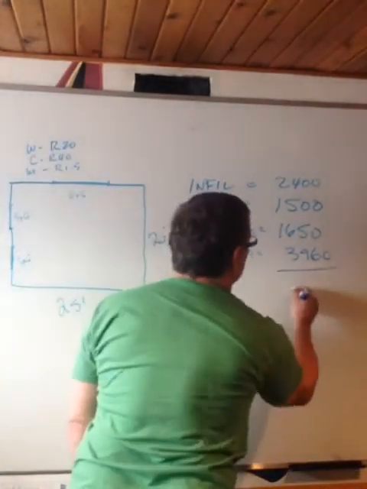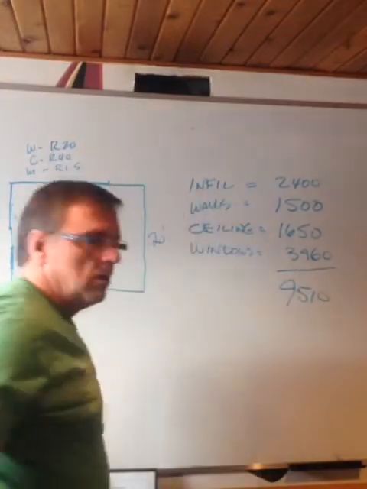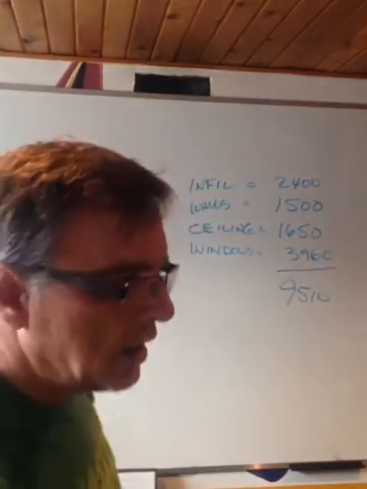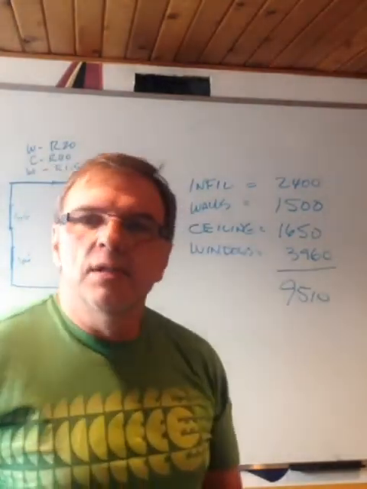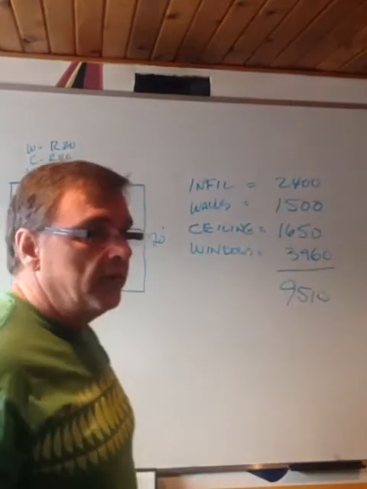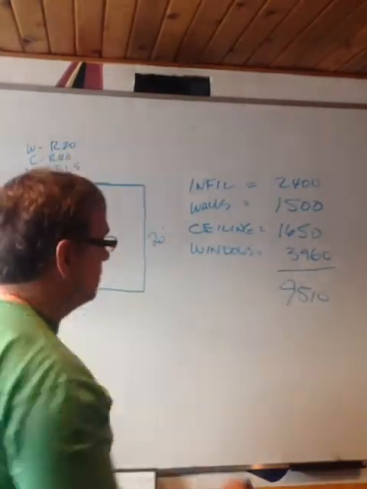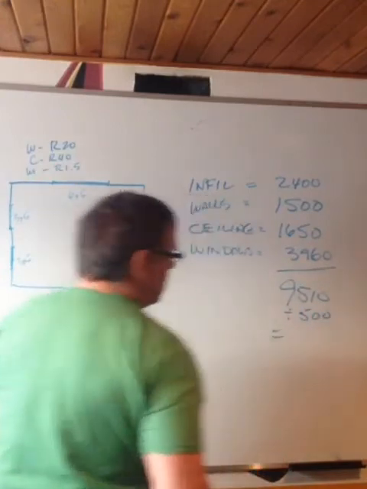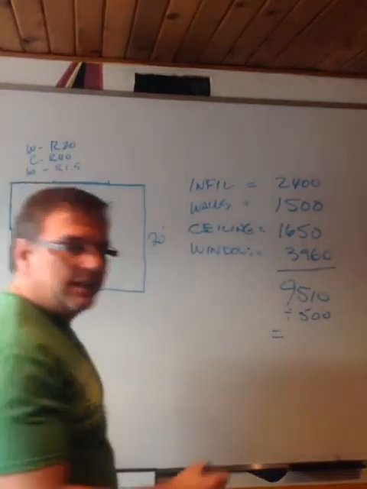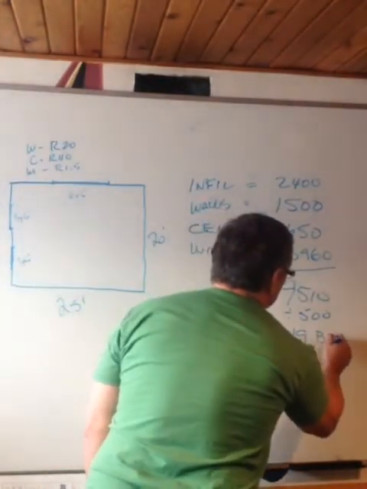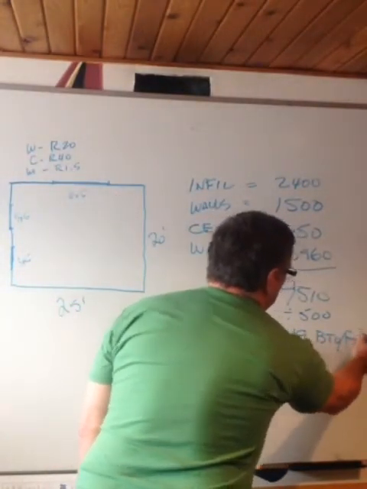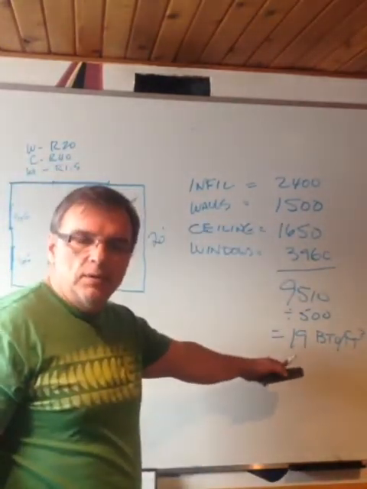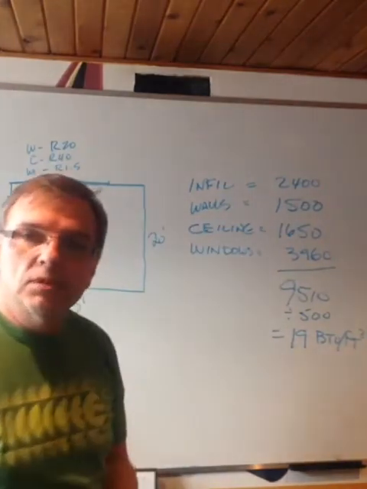Add it up. We get 9,510 BTUs in that room, total heat loss per hour. And what we really want to know is BTUs per square foot. So divide that by the 500 square feet in the room, and you end up with a number of about 19 BTUs per square foot. And that is the most important number when it comes to radiant floor heating, because that determines a lot of other things.